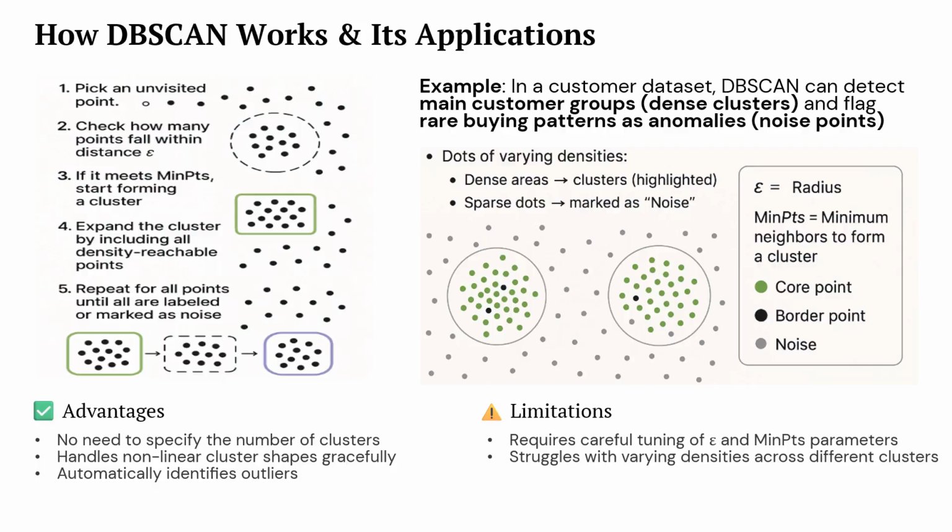DBSCAN works by spotting areas where points are packed close together, that is density. Dots in dense regions become clusters, while scattered ones are marked as noise. It all depends on two parameters: epsilon, the radius that defines how close points must be to be neighbors, and min points, the minimum number of neighbors needed to form a dense region. Points at the heart of the cluster are called core points. Those at the edges are border points, and anything too far away, that is just noise.